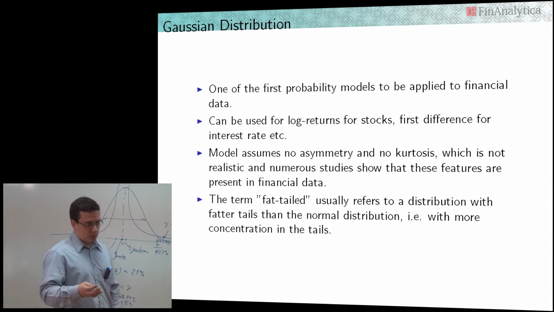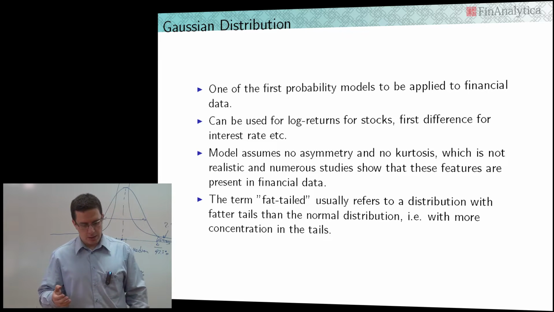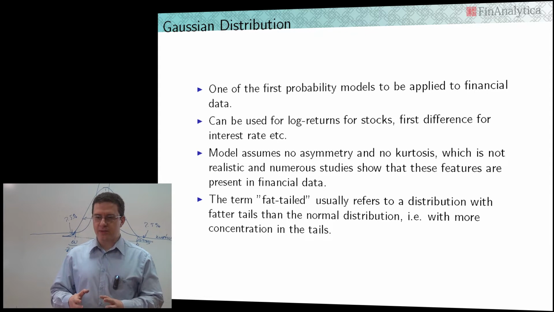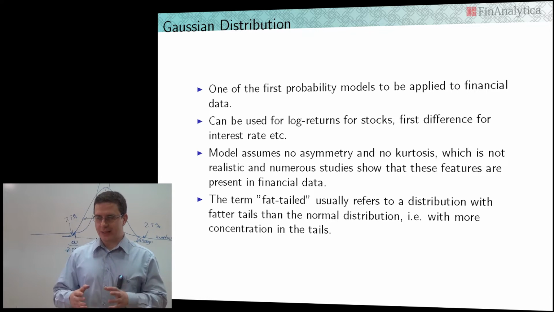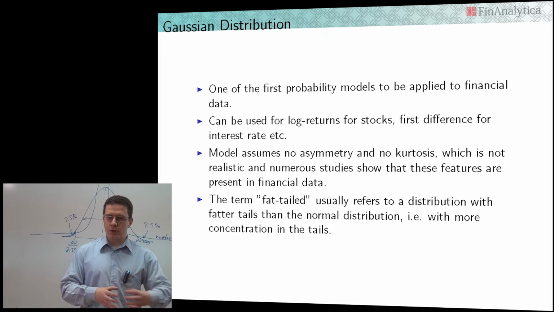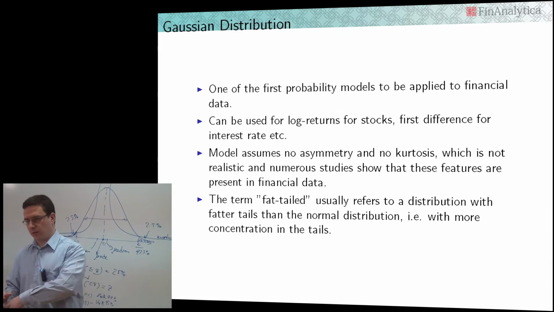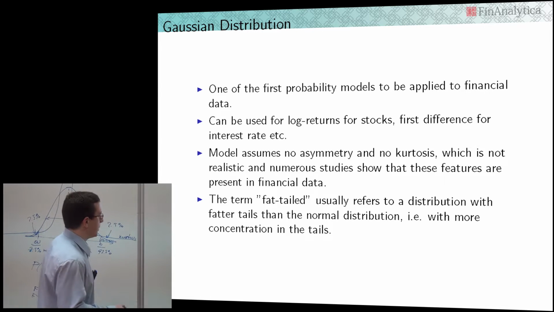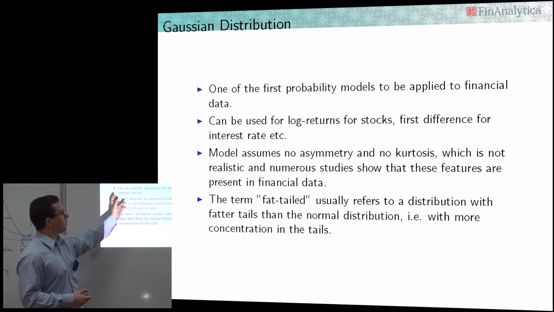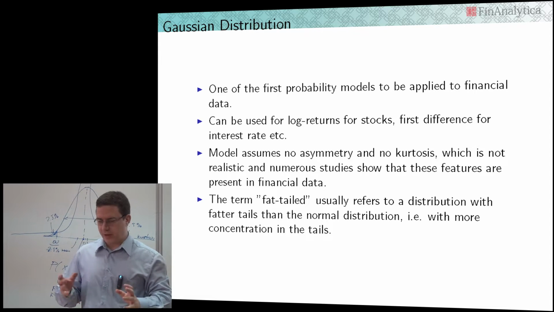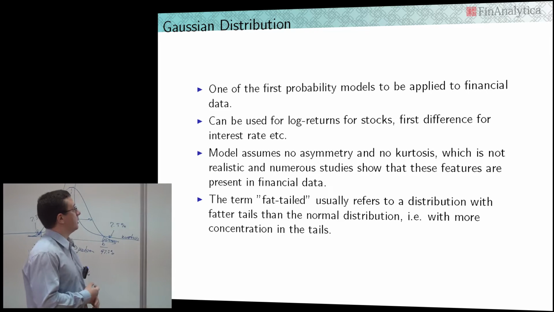It has some nice properties, and there is a lot of statistical tests, a lot of work people have done in statistics based on the normal distribution, and it was easy to use those tests and that work and apply to financial data, of course. There was not much effort involved in utilizing it. Now, we use it for log returns for stock, or we can use it for first difference for interest rates and so on. Almost any financial data can be modeled with a Gaussian.